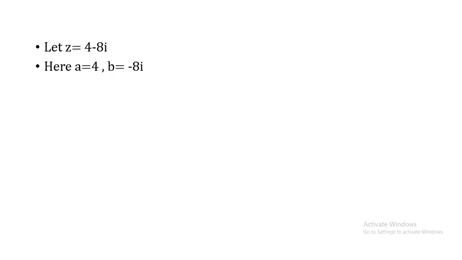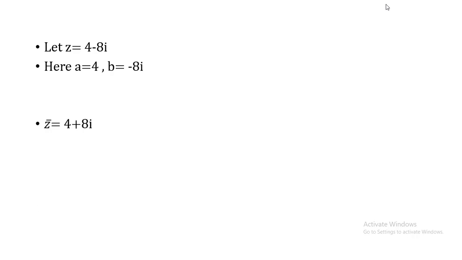Alright, if you go through the theorem, what we have learned up till now, it says the result will be twice the imaginary part of z, right? That means the imaginary part represents b in a complex number, so twice of b means the result will be minus 16 iota. Now let's see if this is proved or not.